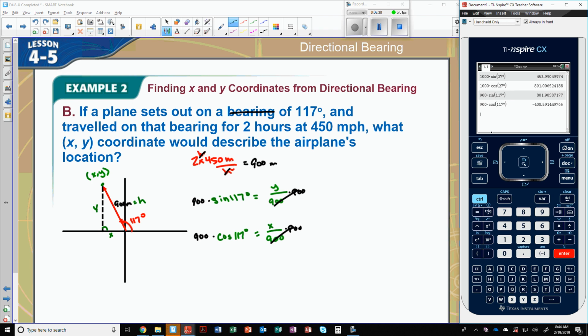So our answers this time would be that y equals 802. I'll round to the nearest mile. And here, x is equal to negative 409 after rounding. And so that would be my answer here. Let me just put it over this way: negative 409, comma, 802, and that's rounded to the nearest mile.